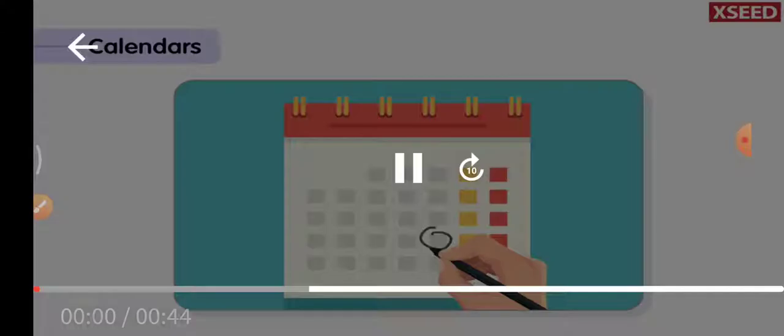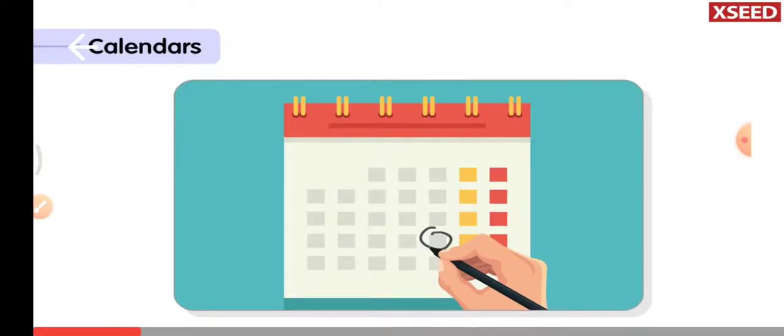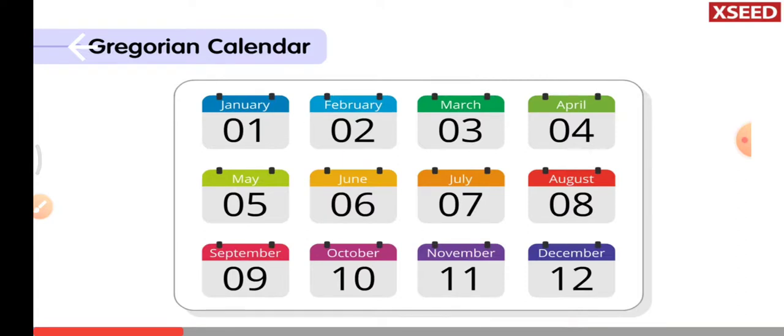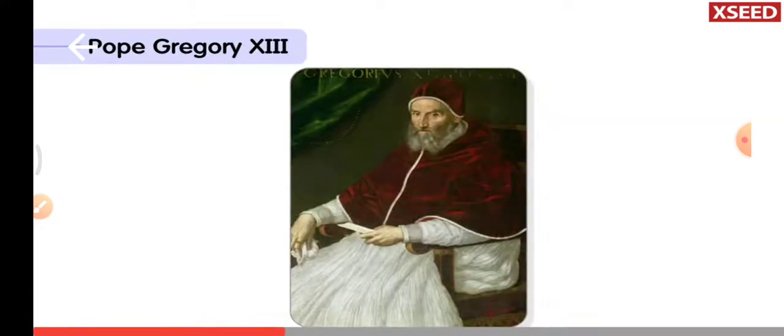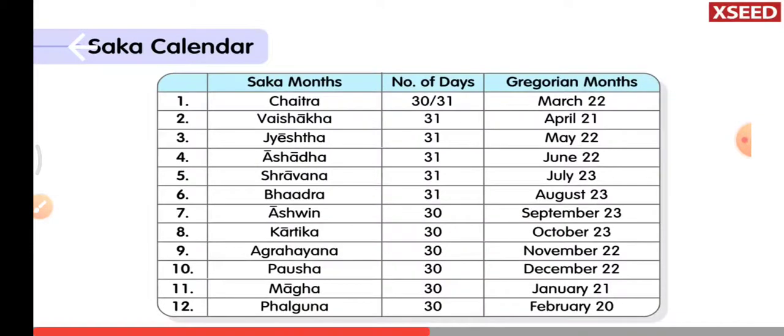Let us watch this video. Calendars tell us dates and months of a year. The Gregorian calendar is used by most people in the world. It is named after Pope Gregory XIII, who introduced it in 1582. The Saka calendar is an Indian calendar that also has 12 months. The months in both calendars have different names. March in the Gregorian calendar is Chaitra in Saka.